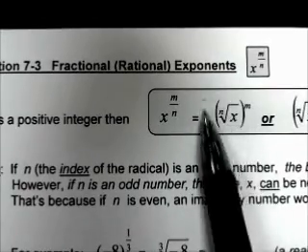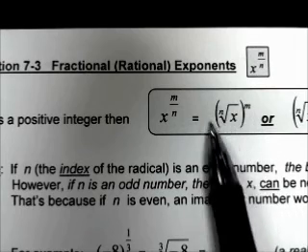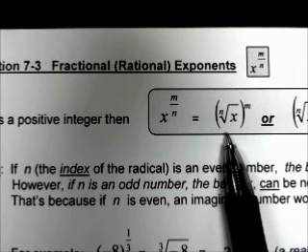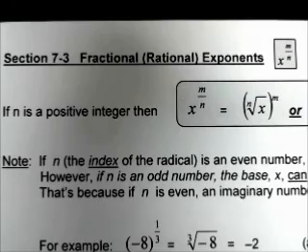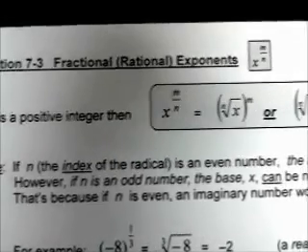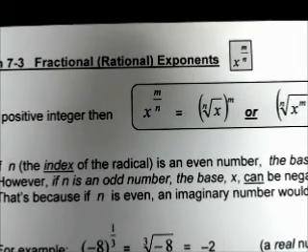Our main focus is going to be this way: the nth root of x raised to the m power. Note, if n, the index of the radical, is an even number, the base x cannot be negative. However, if n is an odd number, the base x can be negative.